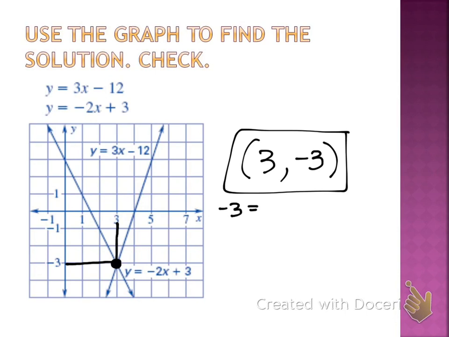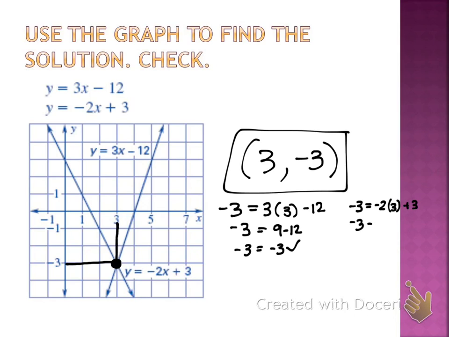-3 equals 3 times 3 minus 12. Negative 3 equals 9 minus 12. Negative 3 equals negative 3. So I know it works out for the first one. So let's try the second one. Negative 3 equals negative 2 times 3 plus 3. Negative 3 equals negative 6 plus 3. Negative 3 equals negative 3.